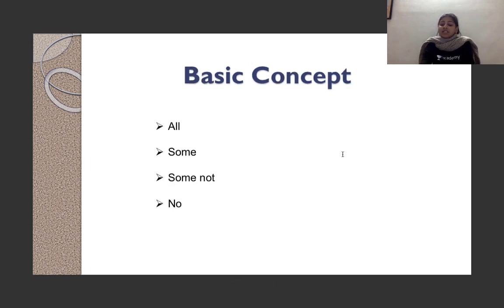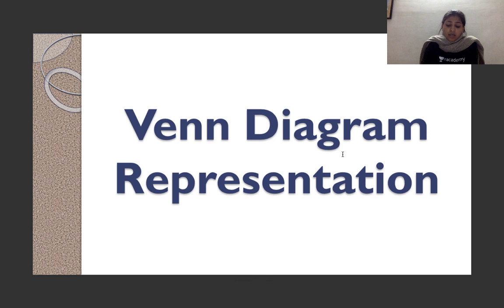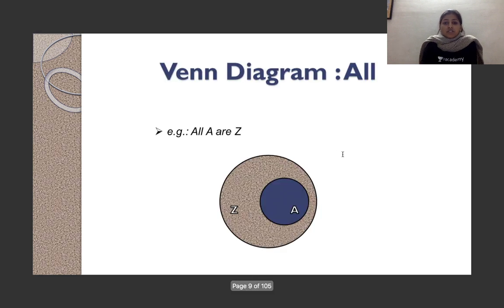Then the statements that will be given will begin with these words: all, some, some not, and no. So all will indicate 100% positive relation. Some will indicate some positive relation. Some not will be some negative, and no will be 100% negative sense. Okay. We'll now see the Venn diagram representation of these types.